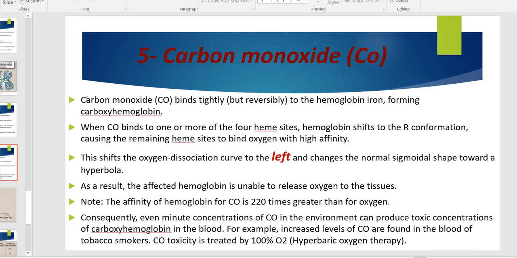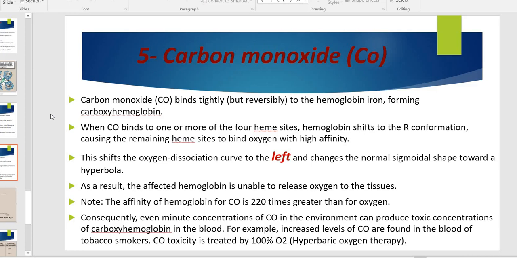The last factor is carbon monoxide. Carbon monoxide binds tightly but reversibly, not irreversibly, so it can be reversed and can be treated. It binds tightly to the hemoglobin iron, forming what's called carboxyhemoglobin. Carbon monoxide binds one or more of the 4 heme sites of the hemoglobin, leading to a left shift of the curve.